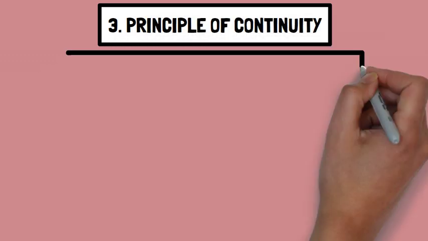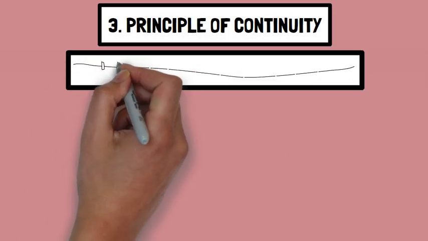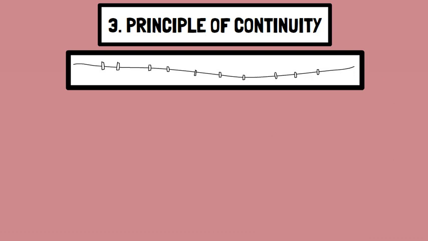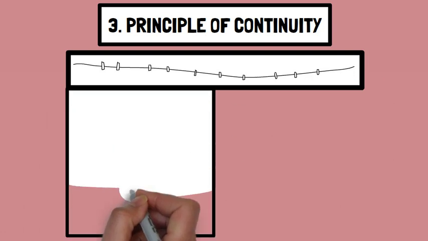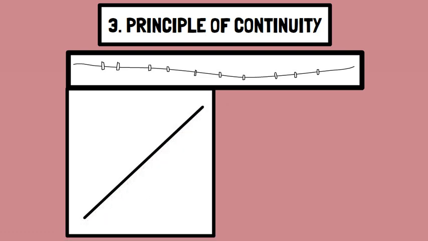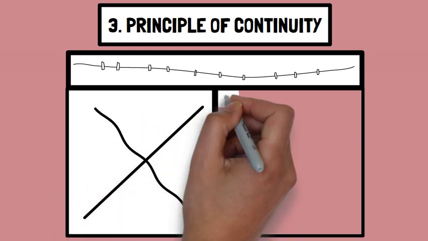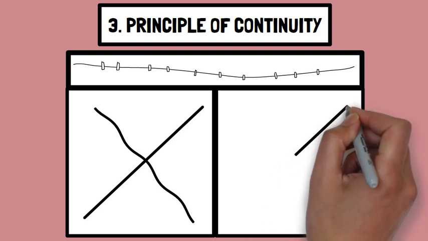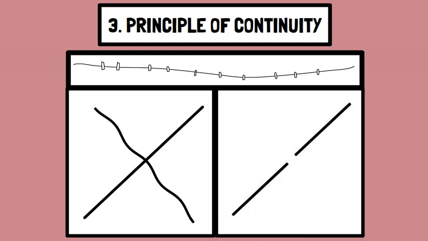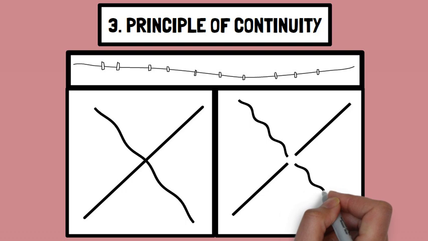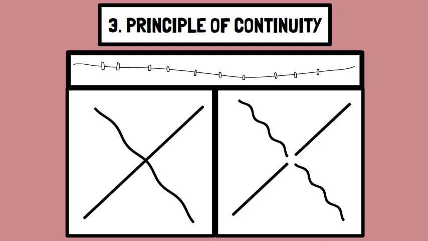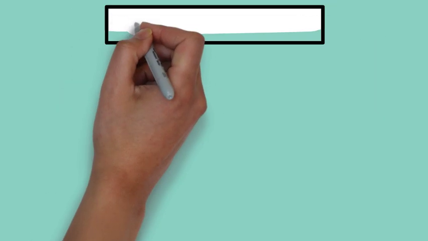Number 3. Principle of continuity. Our perception prefers smooth, continuous lines and patterns over disjointed ones. This means that we perceive lines and shapes as continuous even if they are interrupted. For example, when viewing a wavy line crossing a straight line, we perceive them as two continuous lines rather than a collection of broken segments.